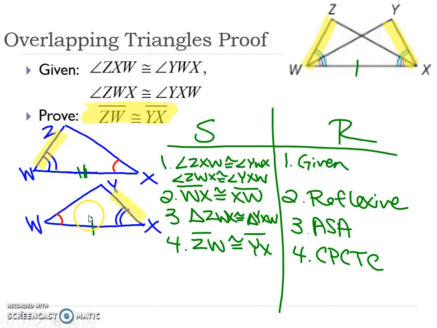And then we're going to say these two triangles are congruent because of angle, side, angle. And then we're going to say the other corresponding parts, side ZW is congruent to side YX, because of CPCTC: corresponding parts of congruent triangles are congruent. So after you prove the two triangles are congruent, when they're asking you to prove the other leftover corresponding parts, then we use CPCTC for our proof.